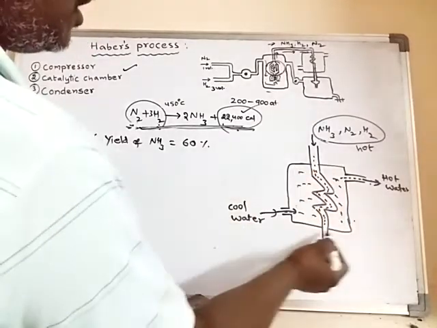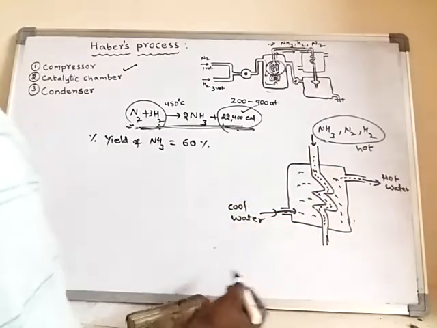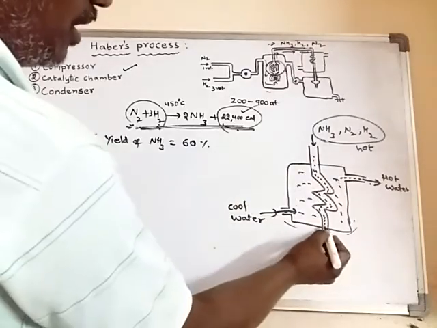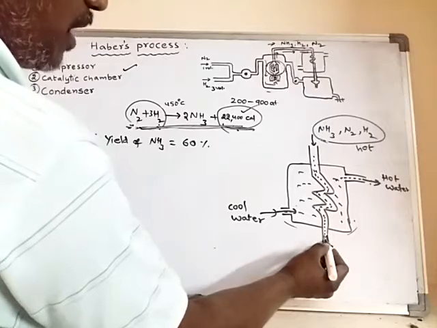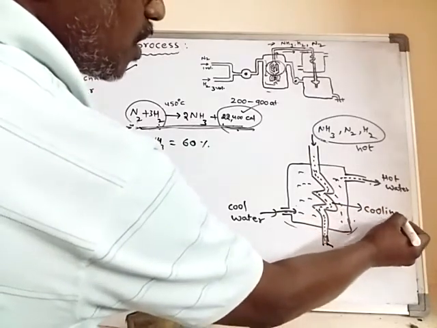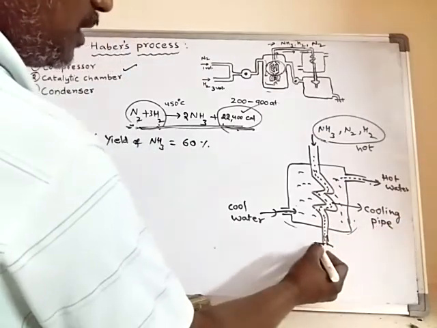Cooling of these gases takes place. Hence this area is said to be the condenser. The condenser will make these gases cool. Now the cooled gases will come out through this pipe, through this cooling pipe.